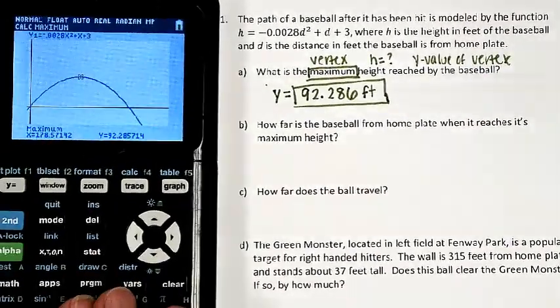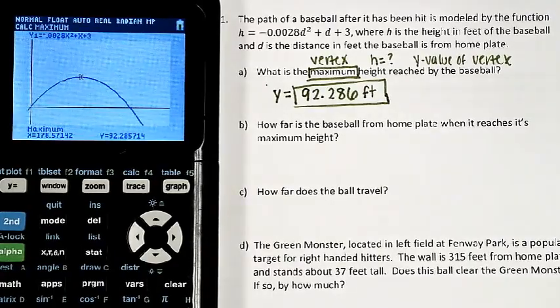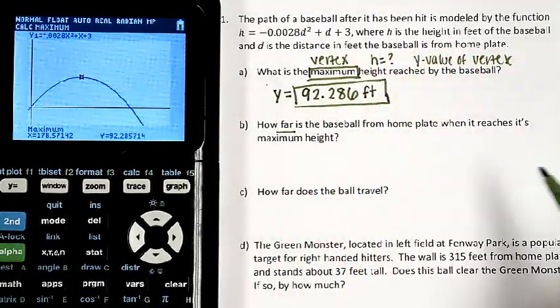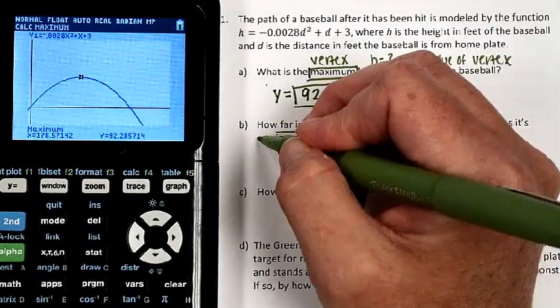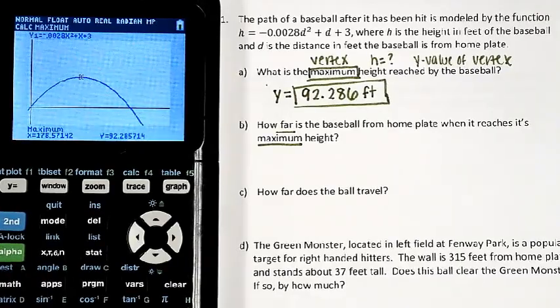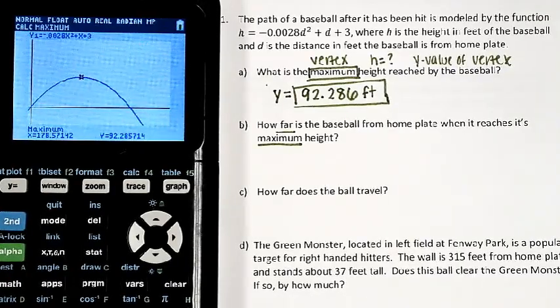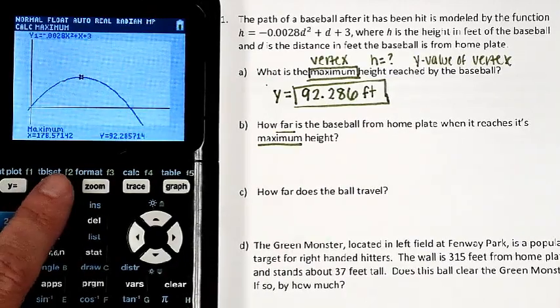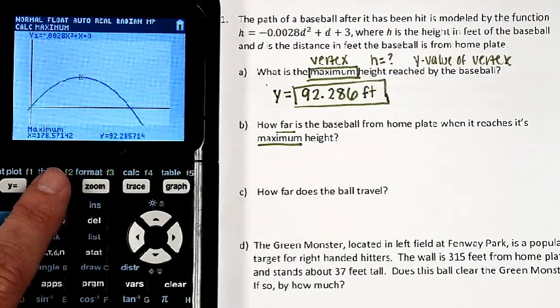Now if I look at question B, it says how far is the baseball from home plate when it reaches its maximum height? So we are still looking at the vertex. Yes? Is there a mode you have to be in? Because mine got the graph completely wrong. You have to change the window. Yeah, I did. Okay, just give me a second.